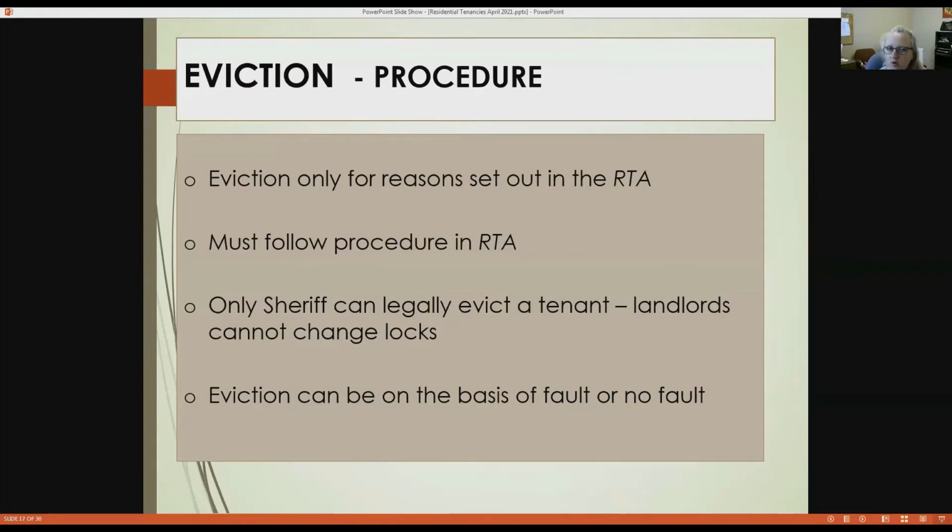Where that gets confusing for people is that while the sheriff will not change locks right now with an eviction order, the landlord-tenant board is still fully up and running, and they're still hearing cases. So they will still order eviction. It just cannot be enforced at this point in time.